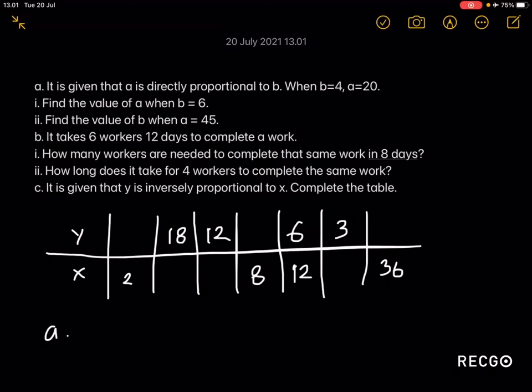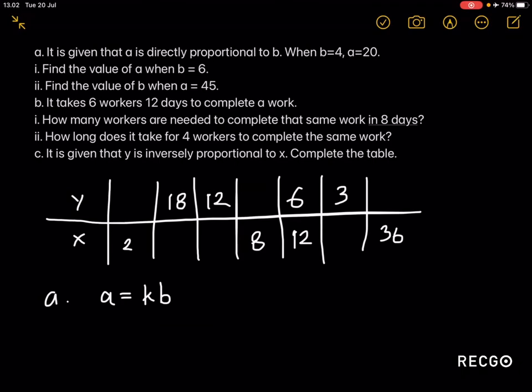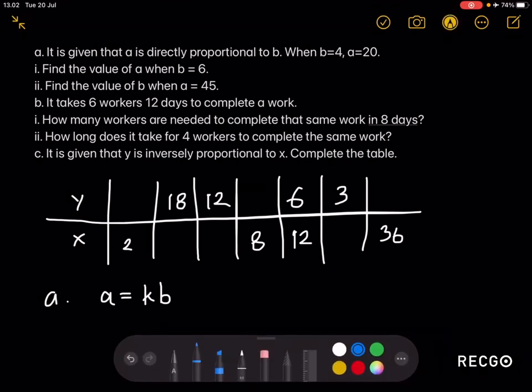Here we're going to look at a proportion related problem. So we have three parts right here. For part A, it is given that A is directly proportional to B. When B equals 4, A equals 20. We need to find the value of A when B equals 6 and the value of B when A equals 45. To solve this, we need to use our basic definition for direct proportion.